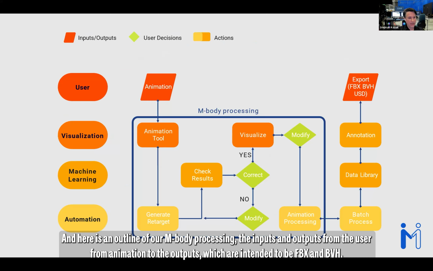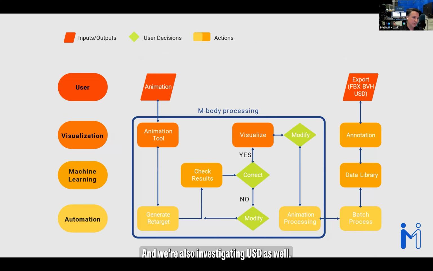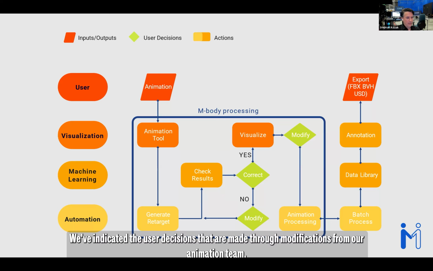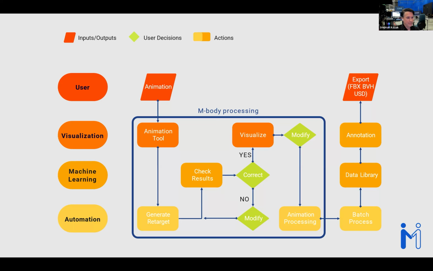And here is an outline of our M-Body processing. The inputs and outputs from the user from an animation to the outputs which are intended to be FBX and BVH. And we're also investigating USD as well. We've indicated the user decisions that are made through modifications from our animation team.